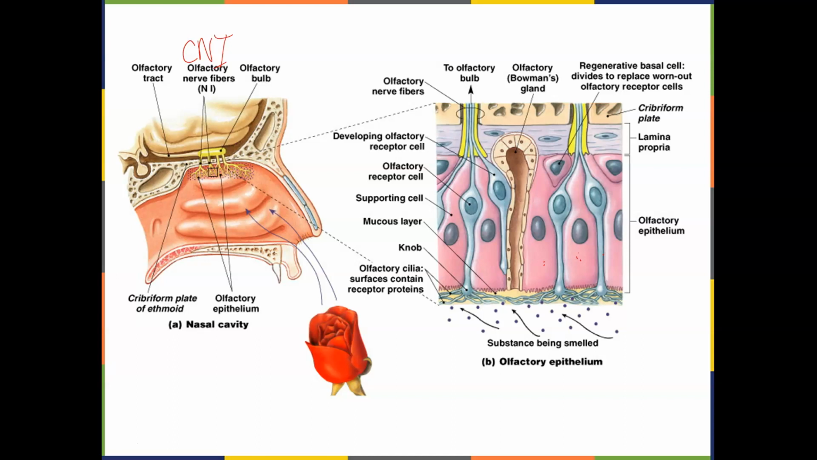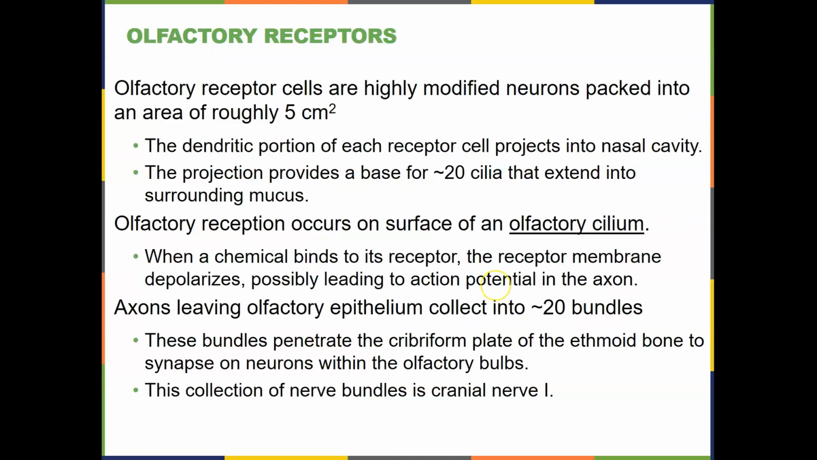What does that mean about oils? Can you smell oil? Yes, you do, but what you're smelling out of the oil is the stuff that evaporates out of the oil, something that's water soluble. The oil itself typically does not have a smell. So the olfactory receptors are just very highly modified neurons packed into a tight space, 5 centimeters squared. Squared, remember, is a measurement of area. So it's a 5 centimeter area.